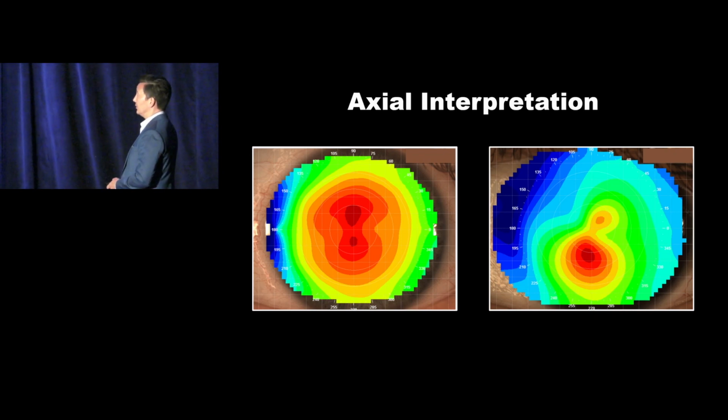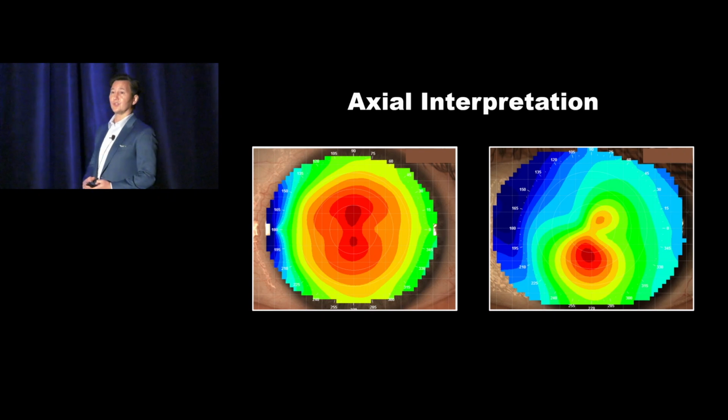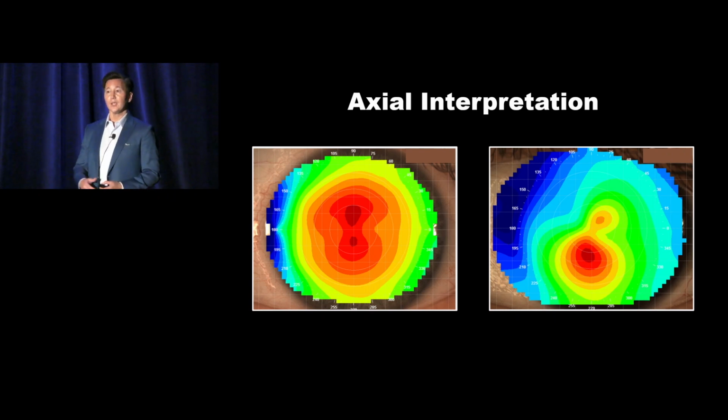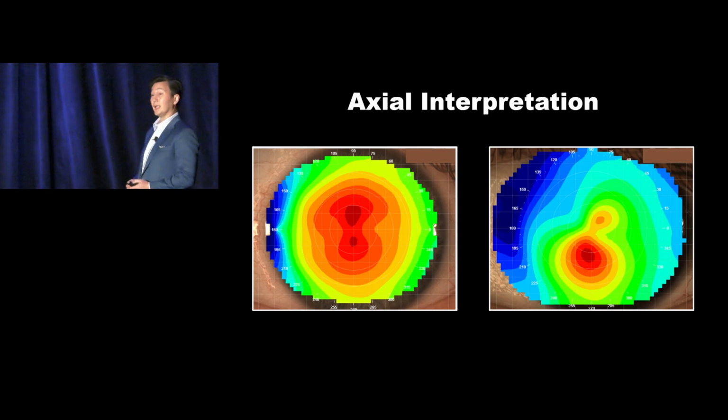But here, you notice there isn't really a flat and steep meridian. We have a very asymmetric eye. How do you correct that with spherocylinder refraction? So your axial map tells you what kind of visual potential this patient has. Now clearly we're not fitting the keratoconic on the right side there. We're not fitting that patient with ortho-k lenses. But you get the idea.